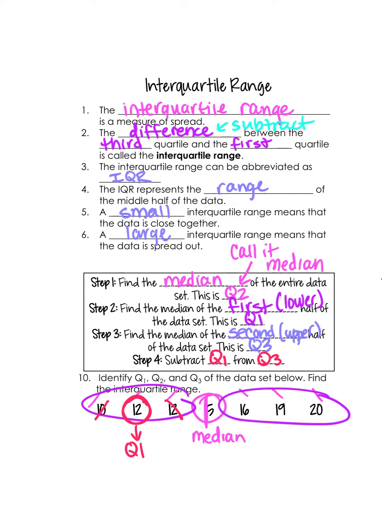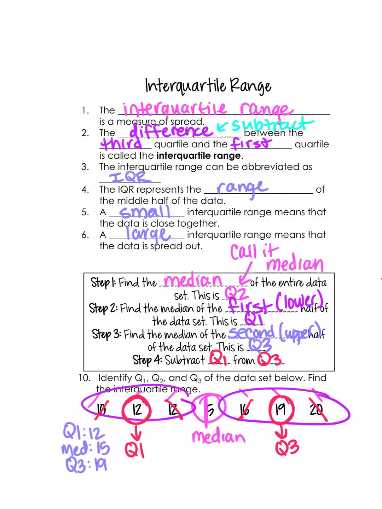Then I'm going to look at my second half. Cross one out, cross one out. Here's my middle of that. So the median of the second half, that is quartile 3. So just to recap that, we have quartile 1 is 12. My median is 15. Quartile 3 was 19.